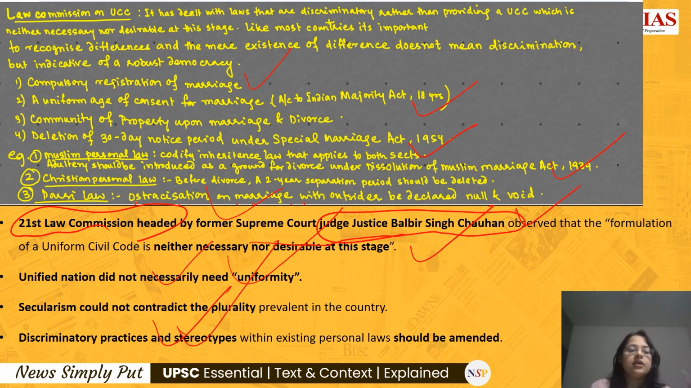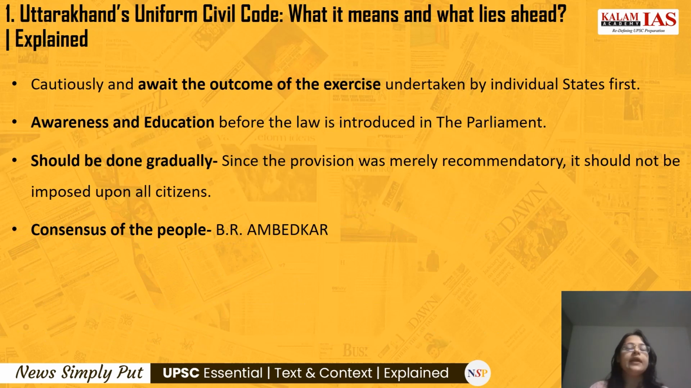For Christians, under Christian personal law, before divorce, a 2-year separation period is there. That is to be deleted. Why should a 2-year separation period be there if somebody is wanting a separation? So we should be eliminating these discriminatory practices among all the religions. For example, in Parsi personal law, the ostracization on marriage with an outsider should be declared null and void. Right? So this is how we should be bringing changes to the existing personal laws in order to be consistent with the UCC.